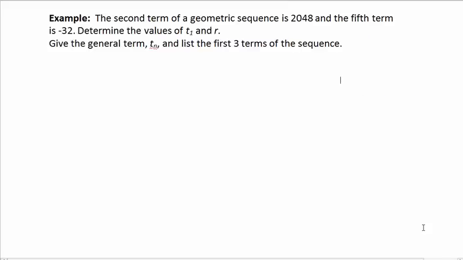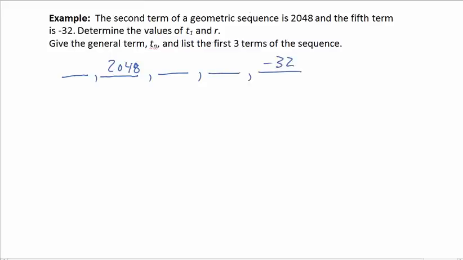Well, I kind of like a hands-on approach here. So what I'm going to start with is just to look at what this sequence looks like. We've got a first term, we don't know it. We have a second term, 2048. We've got a third term, a fourth term, a fifth term, which is negative 32.